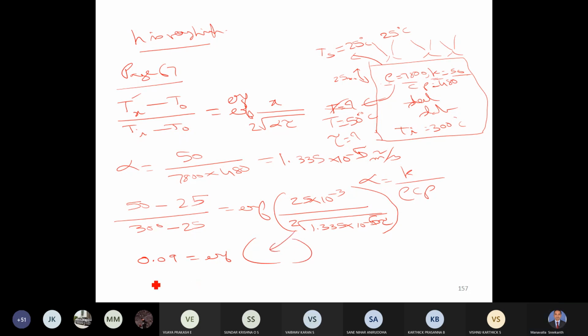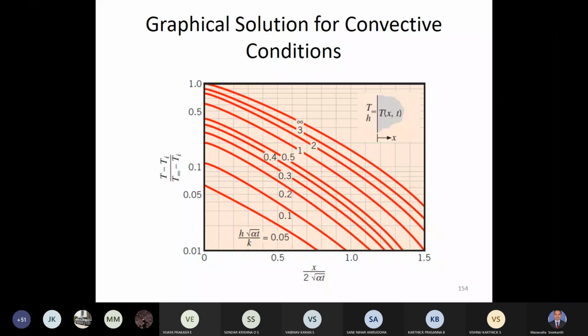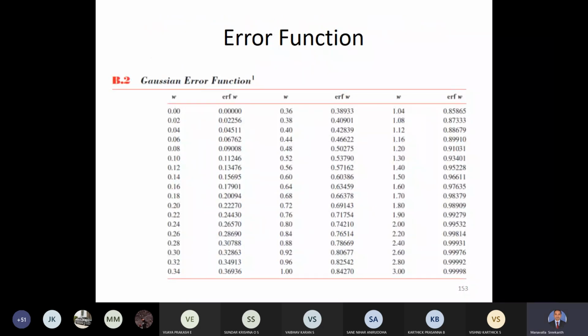This value, same thing. Now we'll have to find the value of tau here. That means the term inside the brackets is something we should know. So if you look at the tables here, the tables are tabulated like I will show you. But this value 0.09, remember this value. This is the error function you have. Error function of some parameter w is equal to 0.09. So what is that w?